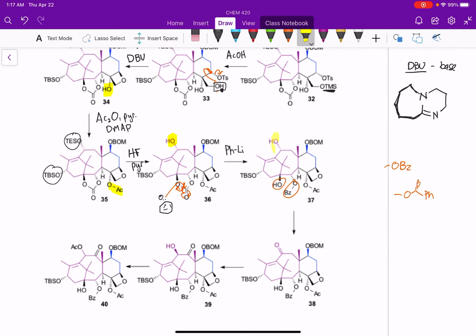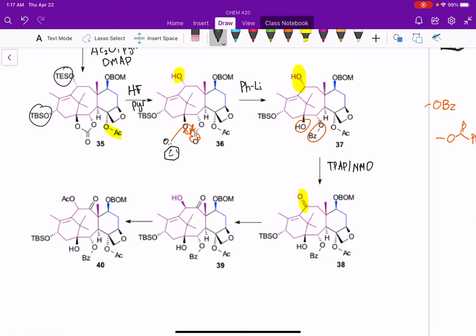37 to 38, right? We've got this alcohol that was just recently deprotected. We need to oxidize that. Hundreds of different ways to do the oxidation. Here they used TPAP-NMO. So that was the oxidizing reagent to turn that into a ketone.